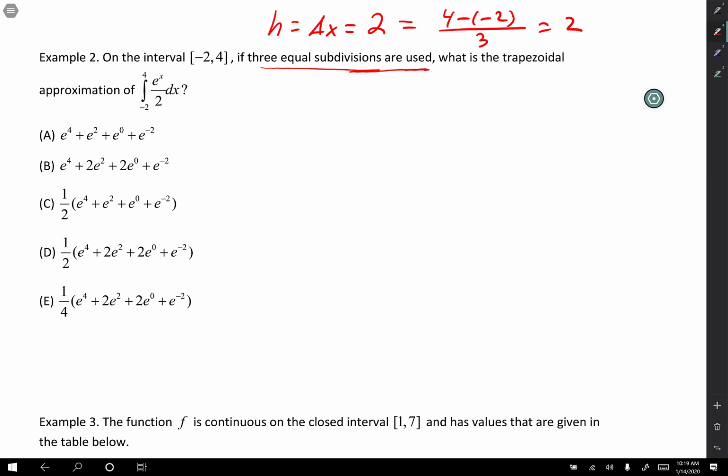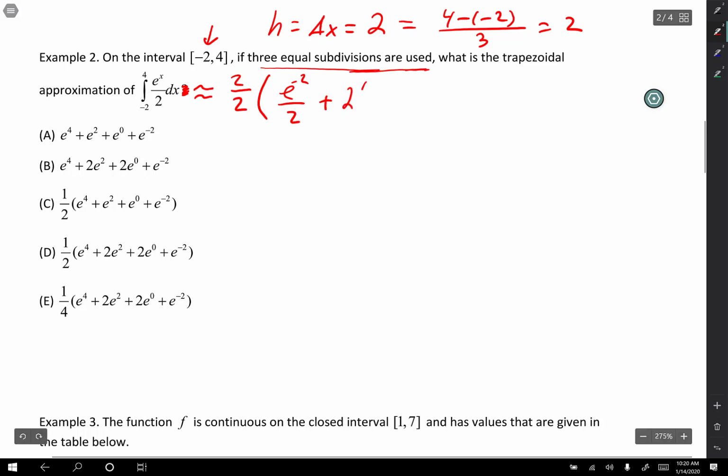All right, here we go, guys. I'm going to write it like this. I'm going to erase that question mark and put the approximate symbol. And I'm going to write 2 divided by 2. I'm just showing that work for now. Open parenthesis, and I'm going to put my first point, at -2. So I'm going to write e to the -2 divided by 2, plus 2 times e to the 0 divided by 2, plus 2 times e to the 2 divided by 2.